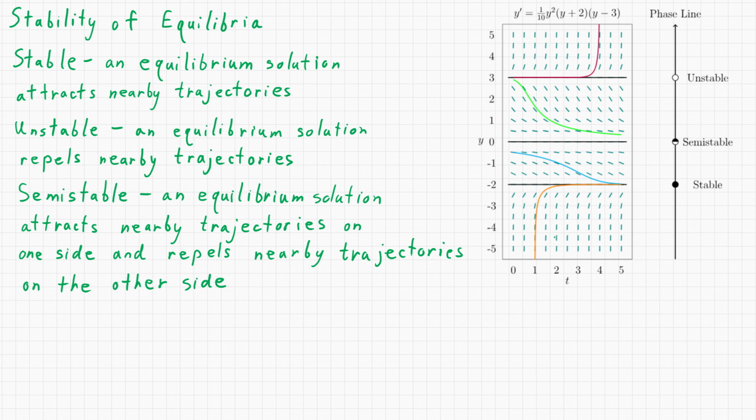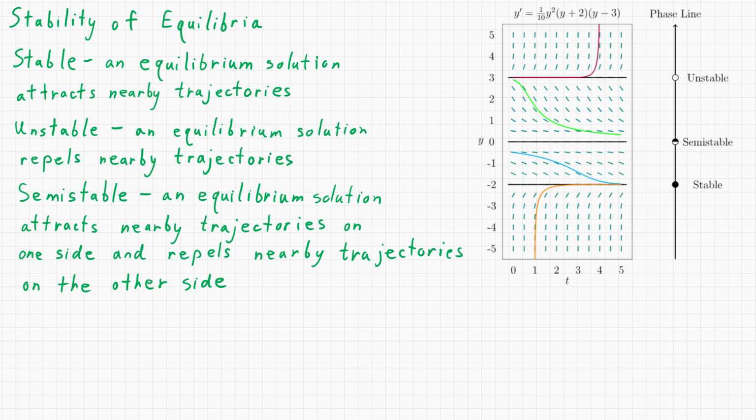Alright, so you can tell the equilibrium solution by plotting a direction field, which we have the lines for here. This particular equation is y prime equals 1/10 y squared times y plus 2 times y minus 3. And that's also where we got our equilibrium solutions, right? That's the positive 3 equilibrium, that's the -2, and that's the 0, for the y minus 3, y plus 2, and y squared.